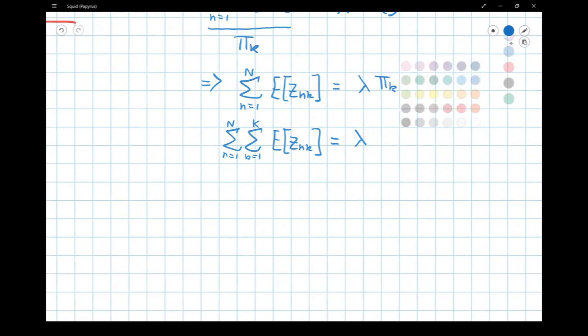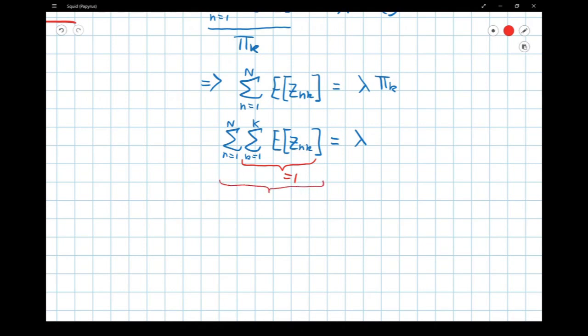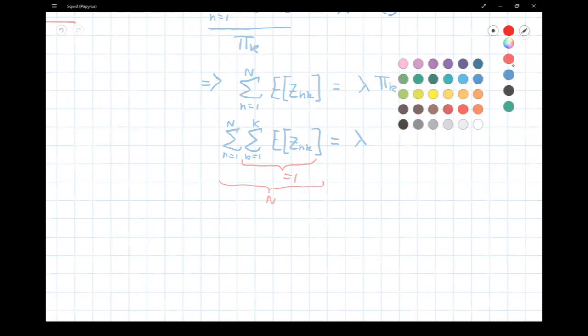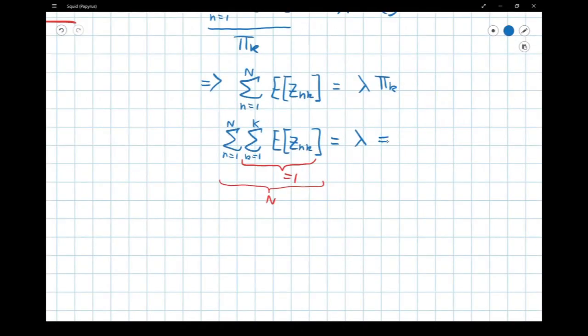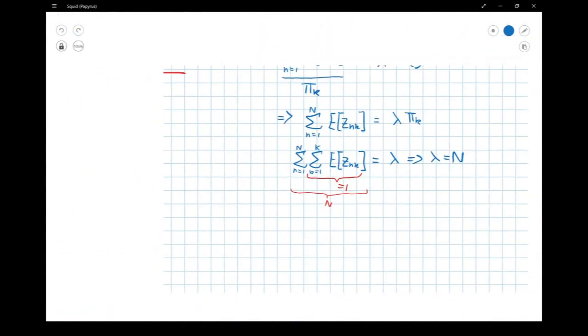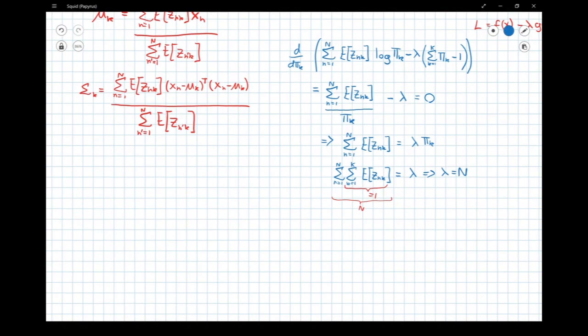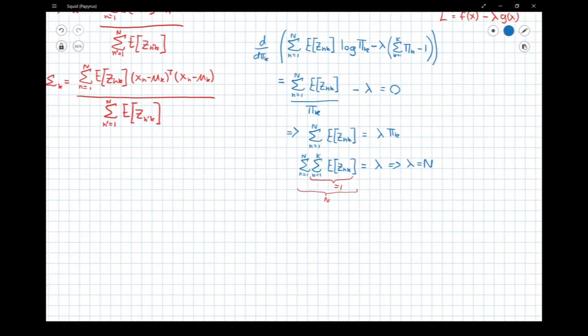And then we know that this is equal to 1 by definition. And then we sum that 1 N times. So it ends up being equal to N on this left-hand side. So this implies that lambda is equal to N. Okay, so now we can plug that into here.